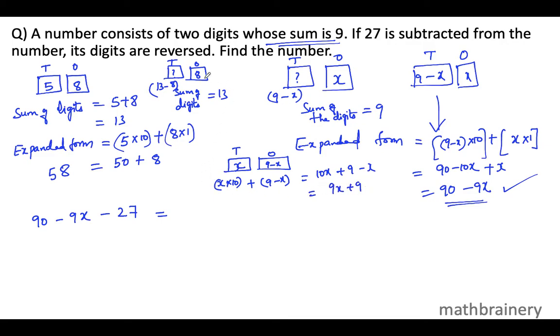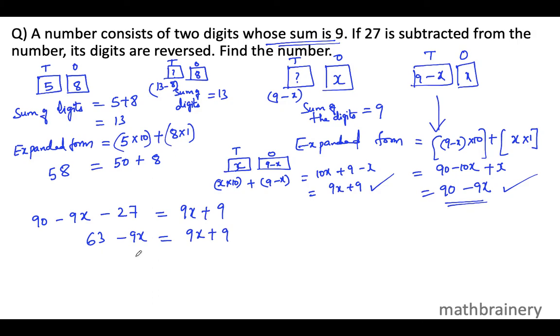That means when the 2-digit number in consideration, which we are choosing as 9 minus x and x, is reversed, it will be x and 9 minus x. This 2-digit number in its expanded form is written as 9x plus 9. So that means this must be 9x plus 9. Do you understand? So what we have now, 90 minus 27 is 63. 63 minus 9x is equal to 9x plus 9.